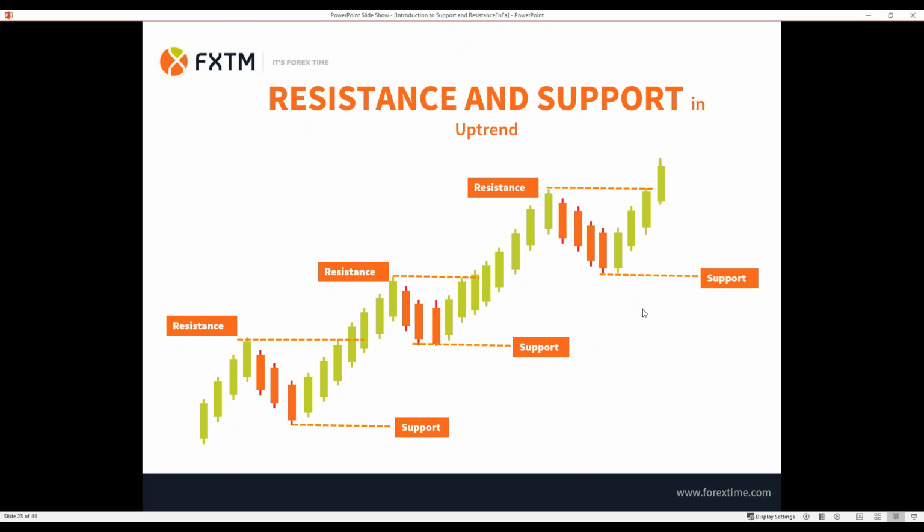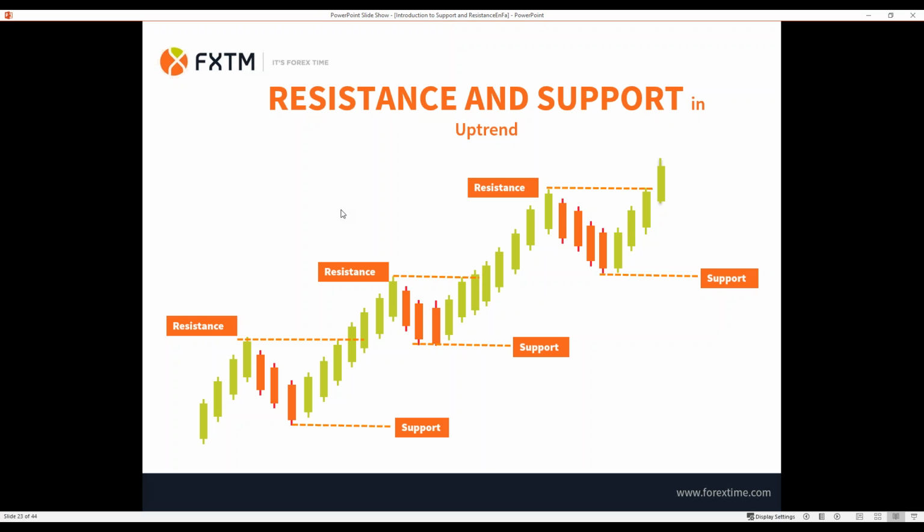And this is the definition of an uptrend, actually, right? So once more, it's extremely important to understand that during a strong uptrend, resistance will be broken, one after the other.